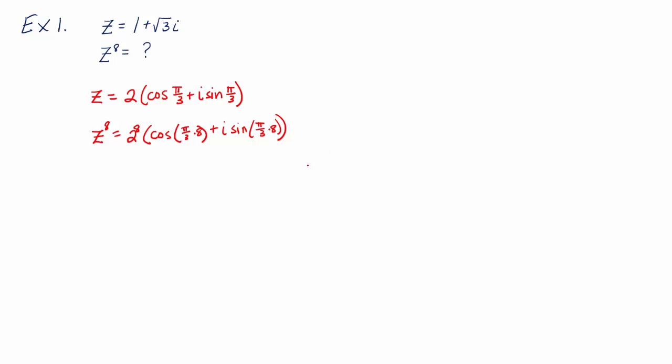And now let's do some simplifying. 2 to the 8th, that's going to be 256. My angle is going to be 8 pi over 3. And 8 pi over 3, that's bigger than 2 pi, right? Because 2 pi would be 6 pi over 3.